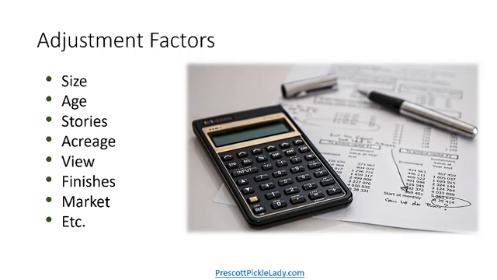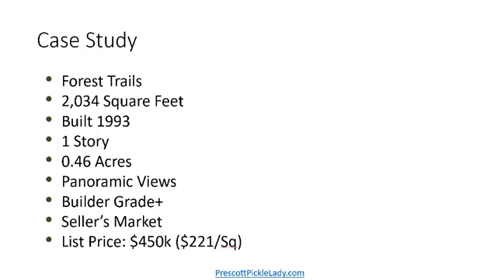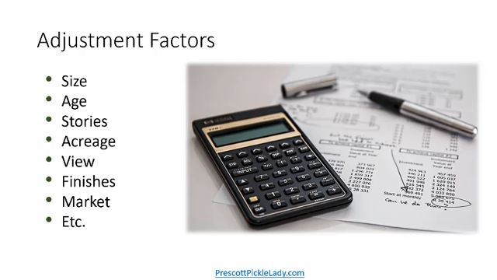Acreage is important. If a home has more land, it usually has a higher price per square foot. Particularly in the Prescott area, views are important. So if your home has a really magnificent view, it should trade at a higher rate. If your home doesn't have a view and you're comparing that to homes that do, well, then you need to adjust it down. Your finishes are important, whether you have high-grade finishes, countertops, fireplaces, stonework, that kind of thing. That can adjust the value of a home. And market conditions themselves. When the market is tight and sellers are doing well, the price per square foot goes up.